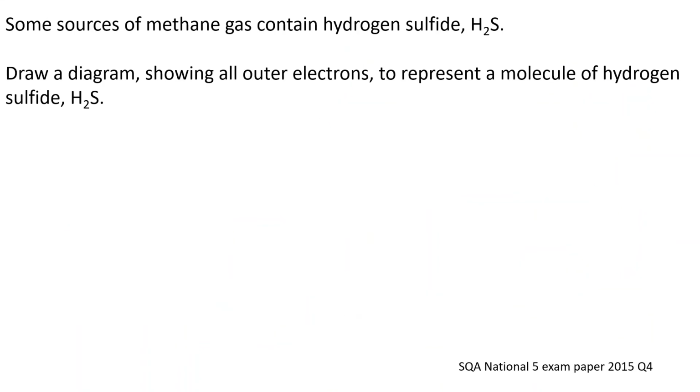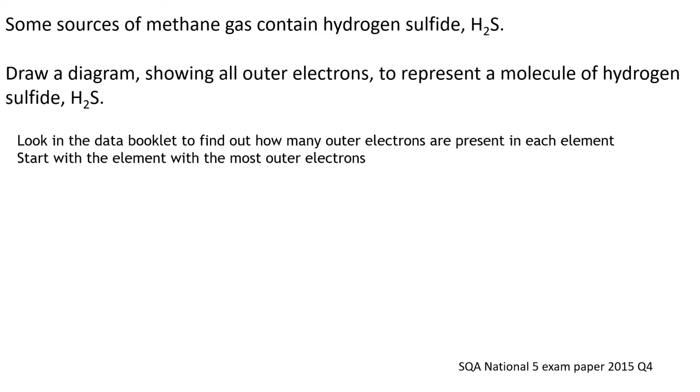This exam question is asking us to do the electron sharing diagram for a compound this time, in this case hydrogen sulfide, H2S. We're going to need to go to the data book, page 6, to look at the electron arrangements for hydrogen and sulfur to see how many outer electrons are present for each of the elements in that compound. Once we have the number of outer electrons, it's a good idea to start with the element that has the most outer electrons. In this case sulfur, which has got 6, compared to hydrogen, which has got 1.